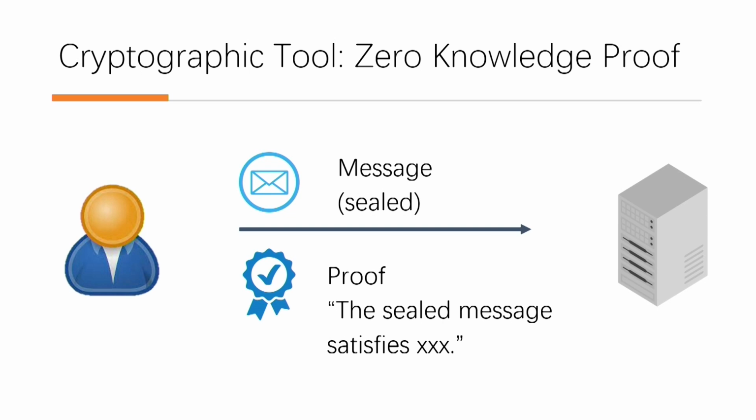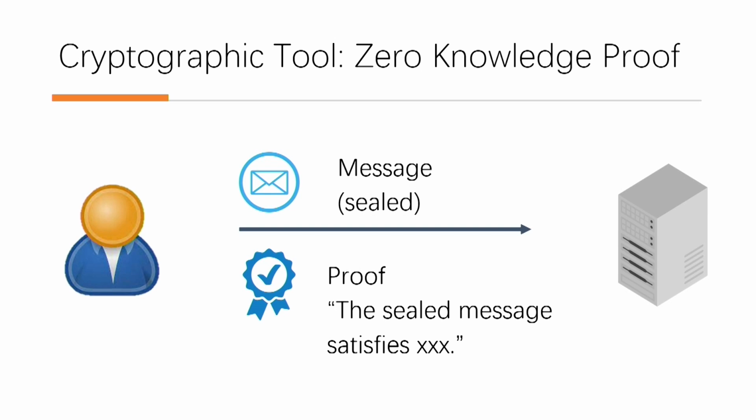You can think about zero-knowledge proof being something like this. You can imagine that a client can send some sealed messages to the server. Remember that the message is sealed inside the envelope, and the server cannot see what's inside that envelope directly without the client later on opening that envelope. And it can also send a zero-knowledge proof, the proof saying that the sealed message inside that envelope satisfies some condition.